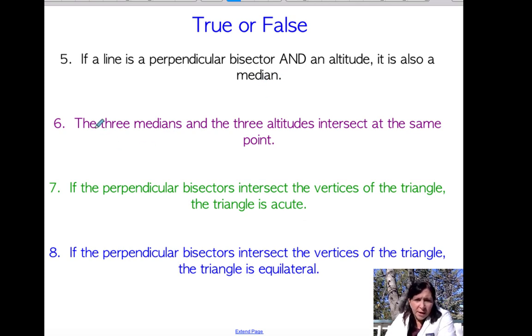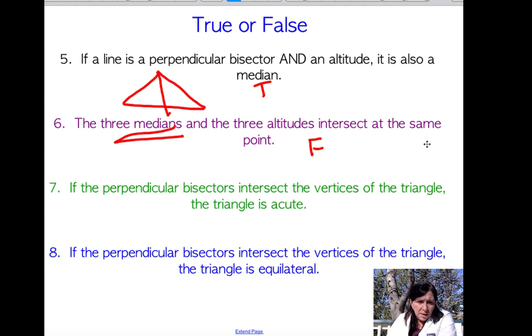Keep going. If a line is a perpendicular bisector and it's an altitude, then it has to be, that's true. Three medians and three altitudes intersect in the same point, a negative. If the perpendicular bisectors intersect at the vertices of a triangle, then the triangle is acute.